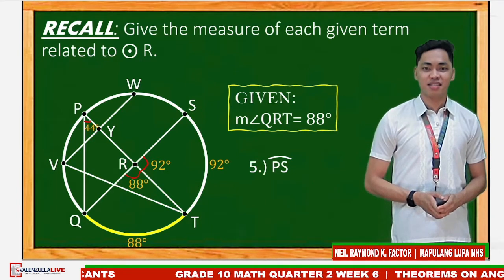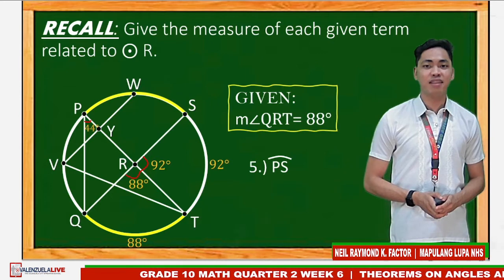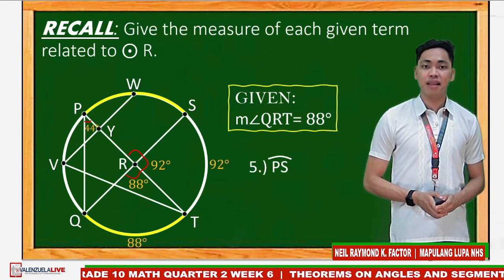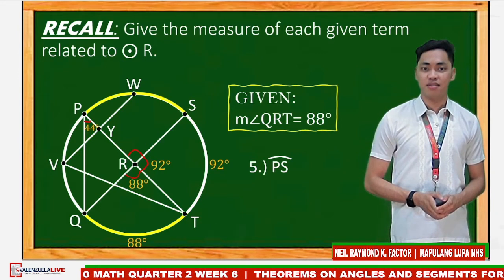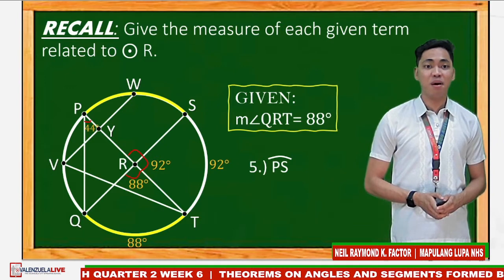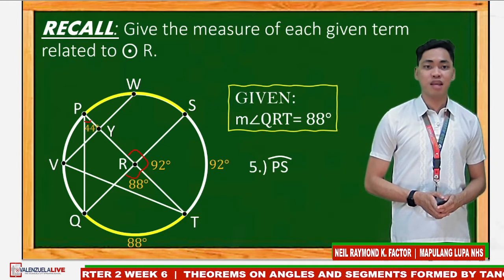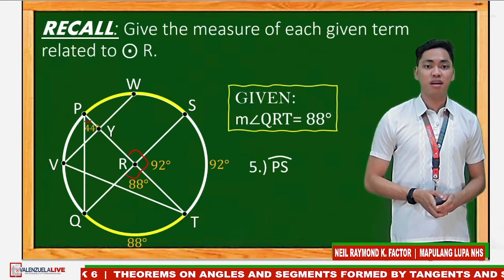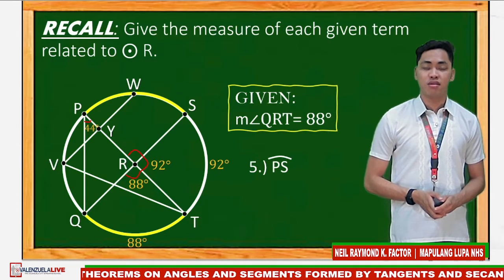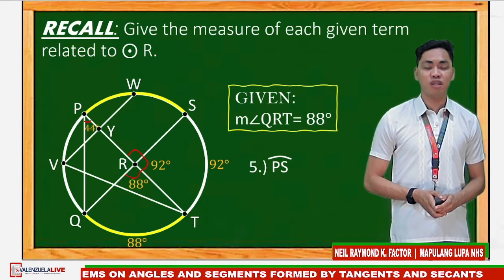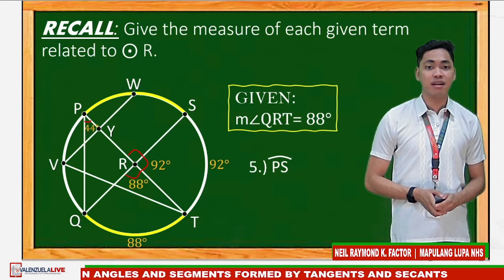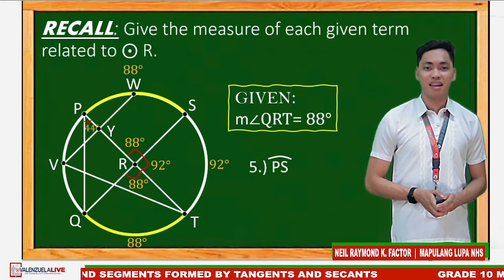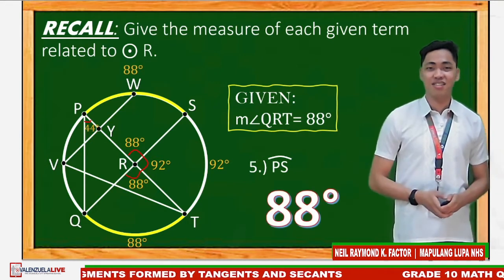Arc PS is the intercepted arc of the central angle PRS. Now, angle PRS and angle QRT are vertical angles, meaning to say they have the same measures. We have a theorem stating that if central angles are congruent, their corresponding intercepted arcs are also congruent. So, if the measure of angle QRT is 88 degrees, then the measure of arc PS is also 88 degrees. So if your answer is 88 degrees, you are correct.